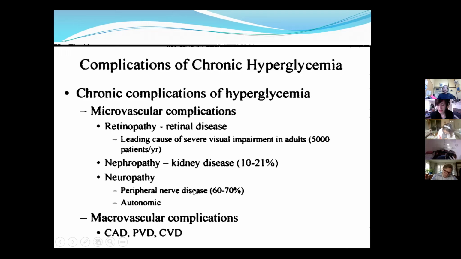But in addition to peripheral nerve disease, autonomic nerves can also be damaged. So nerves that impact the functioning of the cardiovascular system, the heart, for example, nerves that govern digestion and the GI tract. So nerves all over the body can be damaged by the chronic hyperglycemia.